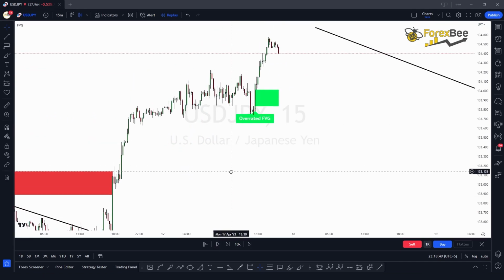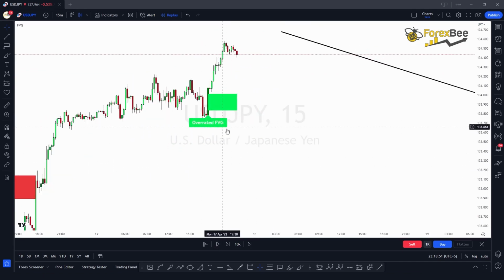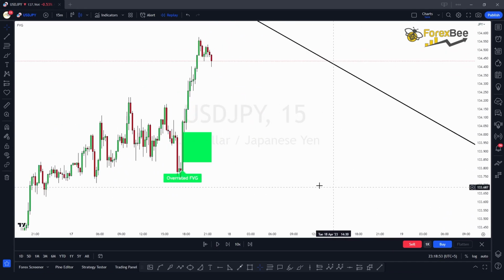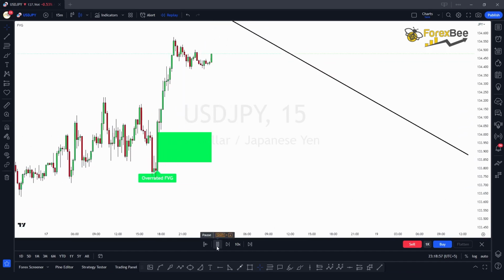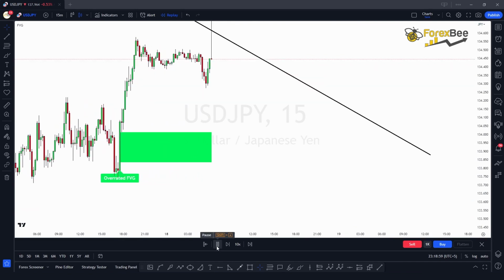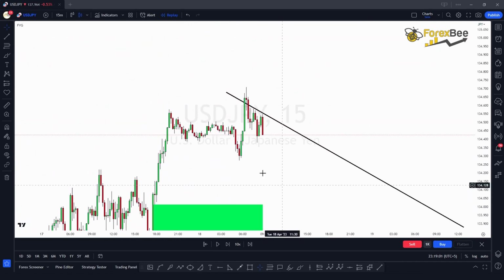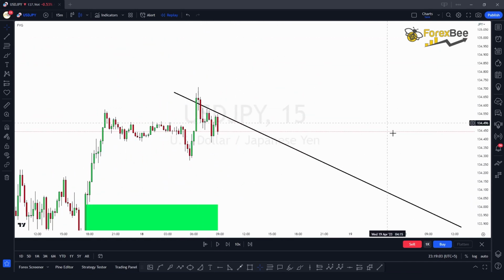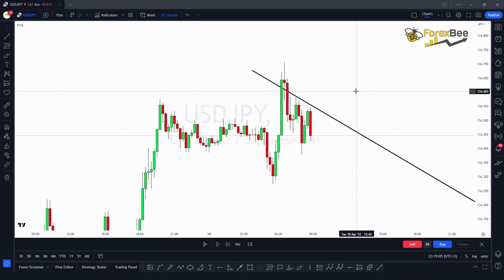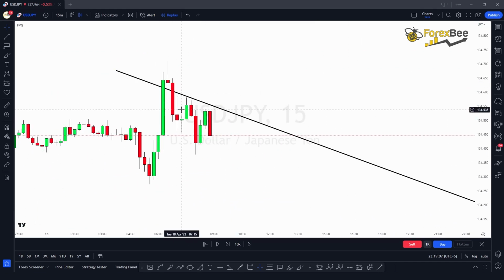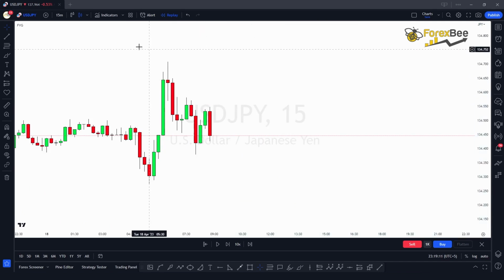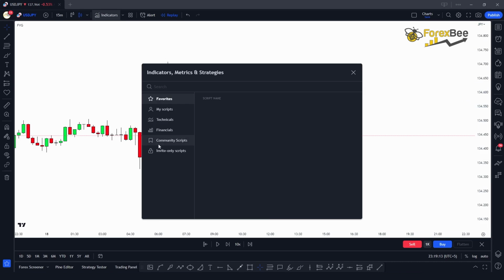And here you can see again the formation of another overvalued fair value gap, and let's see if the market comes back to this overvalued fair value gap to fulfill it, and we'll see if we can find any trade entry. So for example, again you can see that there is the formation of this supply zone, and to detect the supply zone, I can just go ahead and apply our supply and demand indicator. So let me just go ahead and do that.